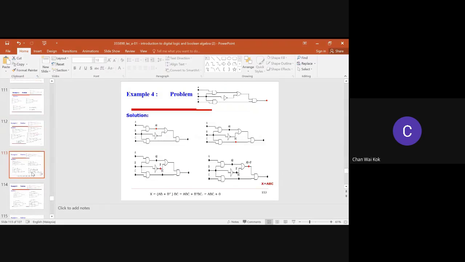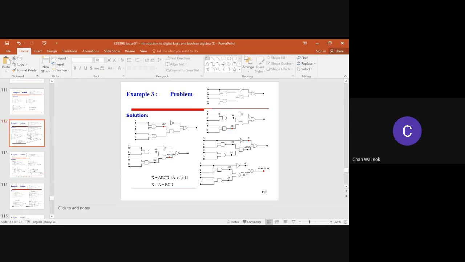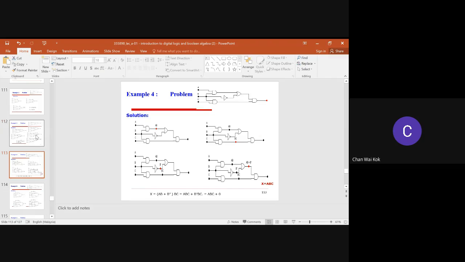Okay, then you have problem number 3, example 4. You also have this one. So this AB, then you have BC, then you have B bar here, and then you have A plus B bar. Then you get the answer. X will be equal to AB plus B bar times BC. So this is equal to ABC plus B bar times B times C. B bar times B is always 0, and anything times 0 is 0. So you get back ABC.